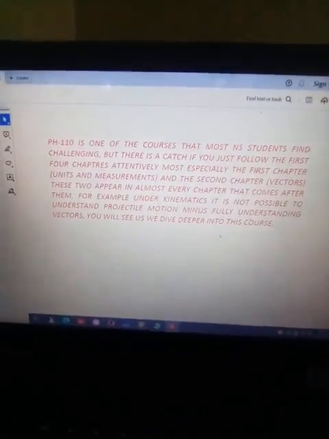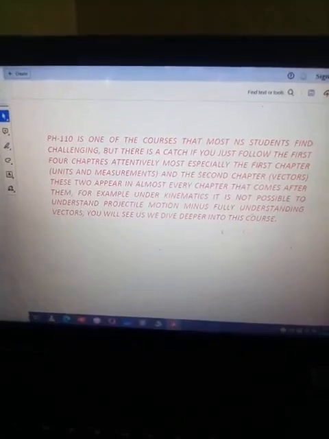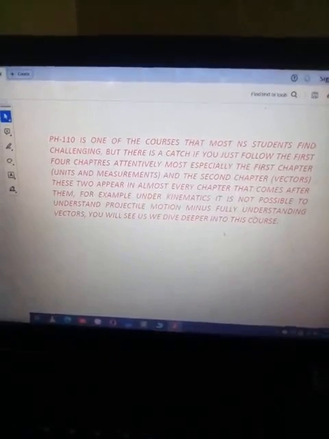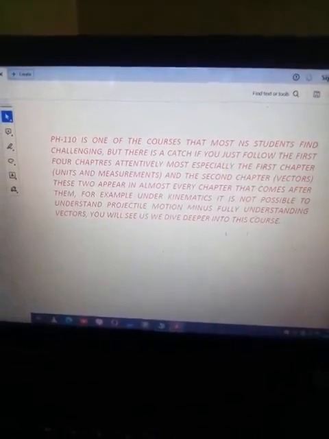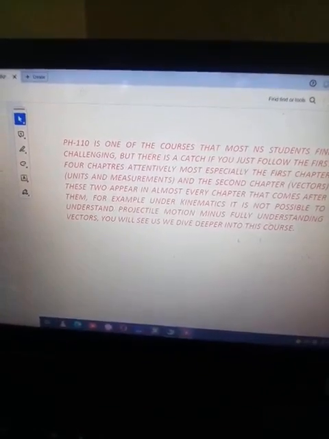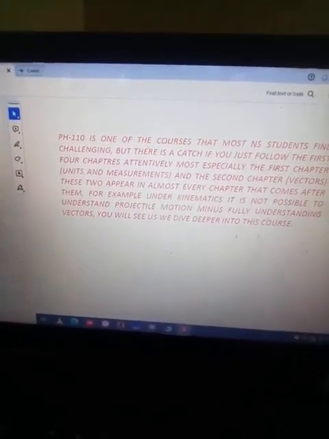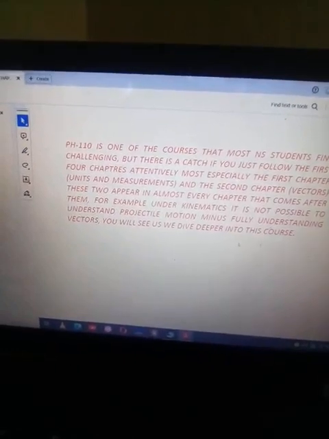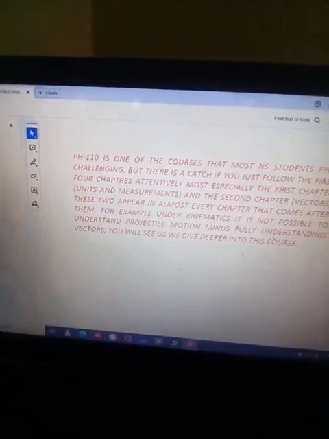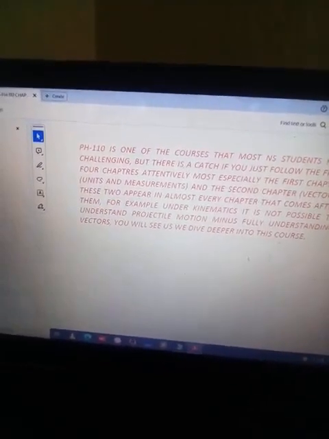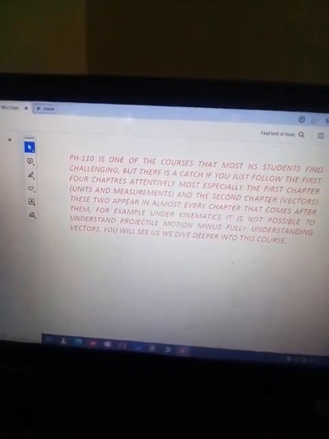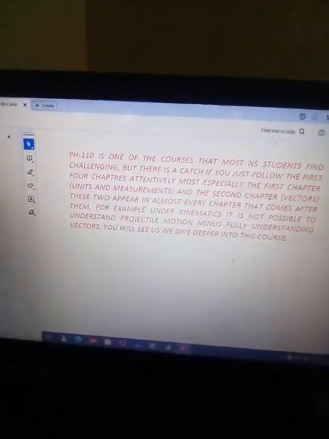As you can see, I've written something in red there. It says that PH 110 is one of the courses that most NS students find challenging, but there is a catch: if you just follow the first 4 chapters attentively, most especially the first chapter, which is units and measurements, and the second chapter, which is vectors. These 2 chapters appear in almost every chapter that comes after them. For example, under kinematics, it is not possible to understand projectile motion without fully understanding vectors. You will see as we dive deeper into this course.